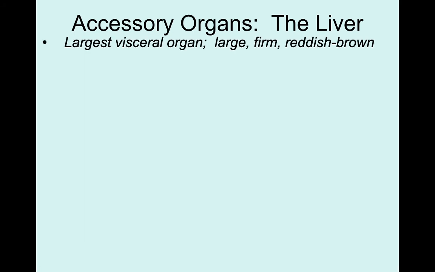Okay, so our liver is our largest visceral organ. Our skin is our largest organ, but our liver is our largest visceral organ, which means our largest internal organ. It is very large. It is pretty much almost all the way across your abdomen under your diaphragm. It is firm and it is reddish brown in color. It has three major functions.